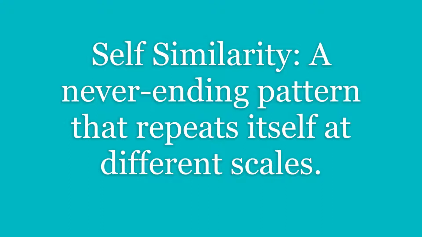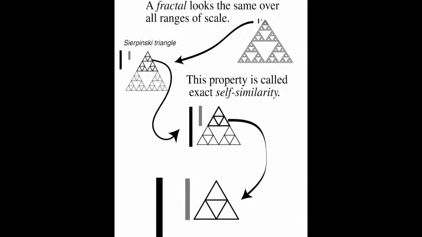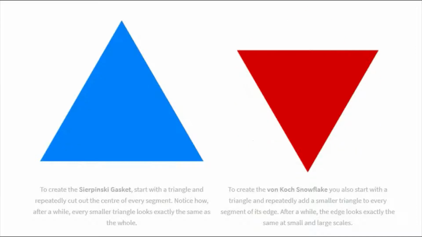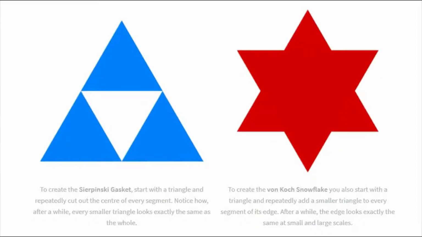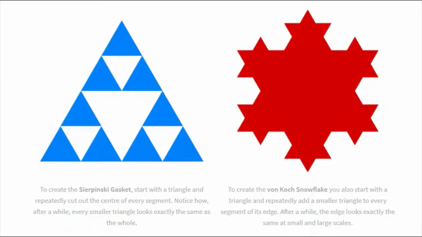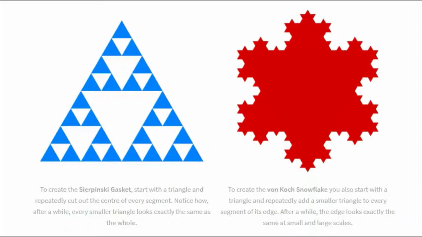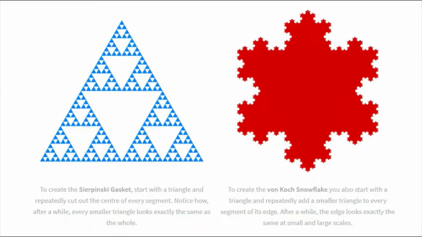Self-similarity, a never-ending pattern that repeats itself at different scales. In looking at this image, self-similarity is evident. The fractal looks the same over all ranges of scale. Going from a large triangle to a small triangle, you can tell that the image has the same main components no matter the size. Here you can see step by step how to create two famous fractals, the Sierpinski gasket and von Koch snowflake.